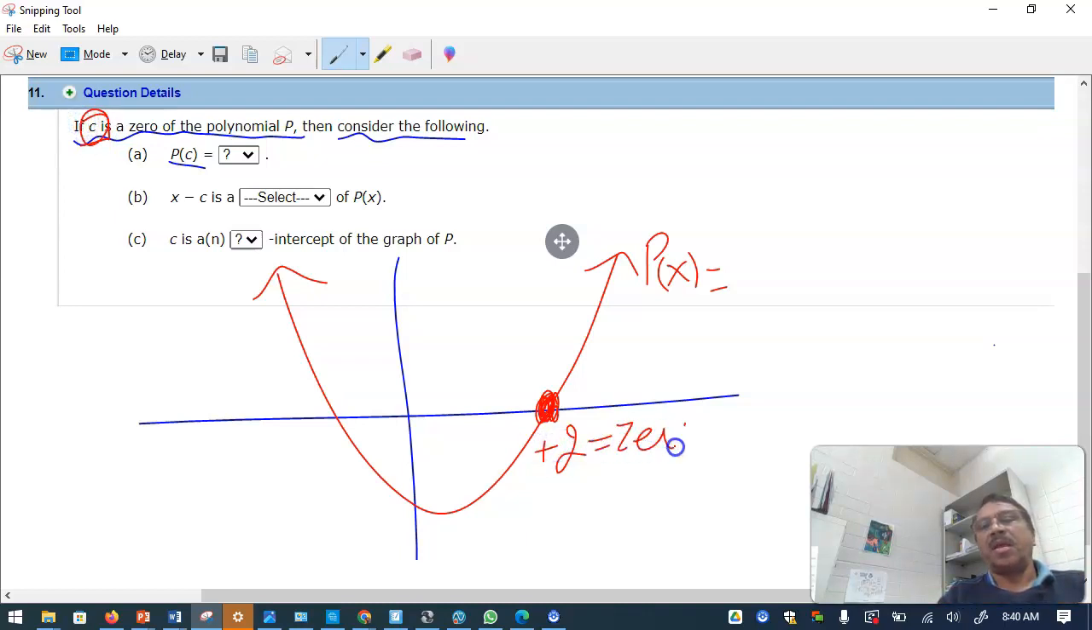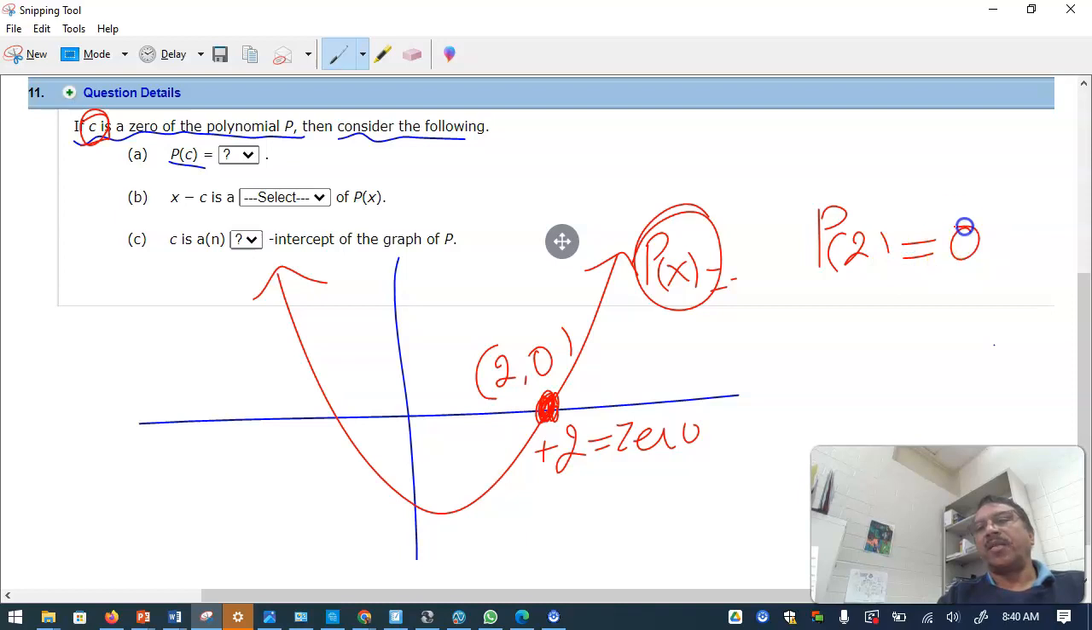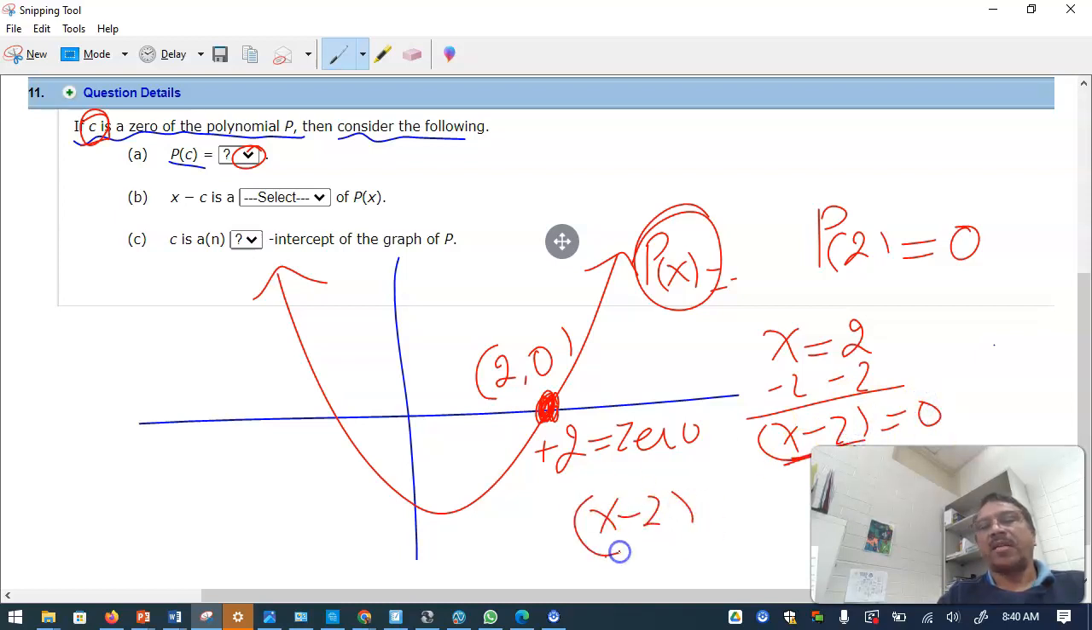If this is zero, what does it mean? It means when the input is 2, the output is zero. Whatever the polynomial is, when you plug in x equals 2, your output is zero. So this has to be zero. Now we can write x equals 2 is a zero. We can subtract 2 and get x minus 2 equals 0. It means this x minus 2 is a factor. That's why I say x minus c is called a factor. So this will be a factor of the polynomial.